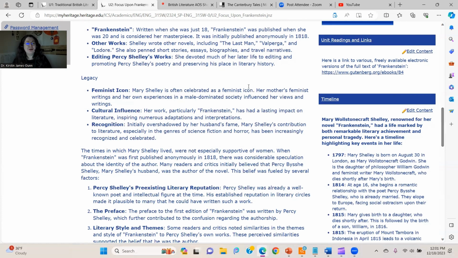Other works that she wrote included The Last Man, Valperga, and Lodore. She also penned short stories, essays, biographies, and travel narratives. She edited Percy Bysshe Shelley's work as well to pay the bills after his passing.